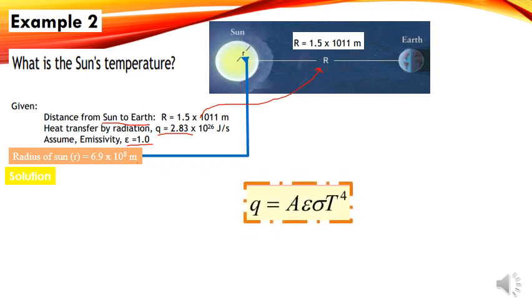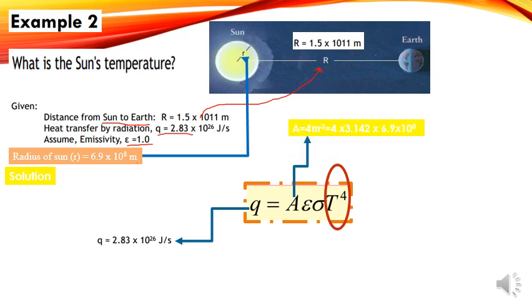According to the Stefan-Boltzmann equation, this is the equation. We want to get the temperature of the sun, which is the T term. Q is given, and the area, the surrounding area of the sun, can be calculated using this formula. But be careful with the R term here. R is the radius of the sun, not the distance to the sun. The area means the area of the heat source, and in this case the heat source is the sun. That's why R is the radius of the sun, according to the formula 4 pi r squared.